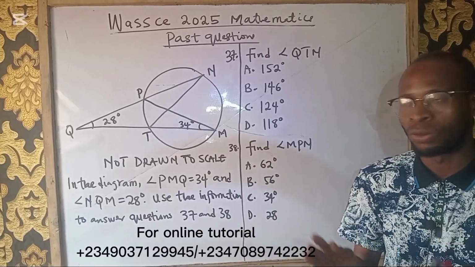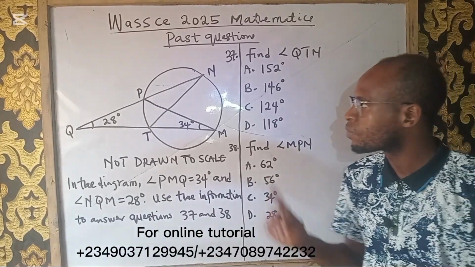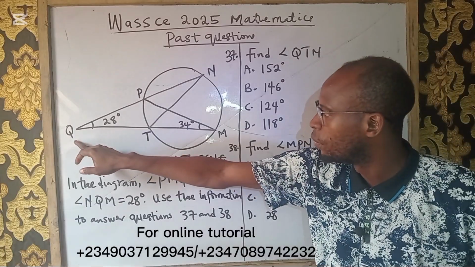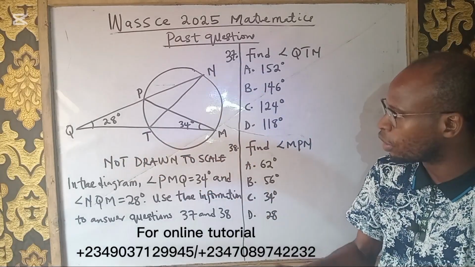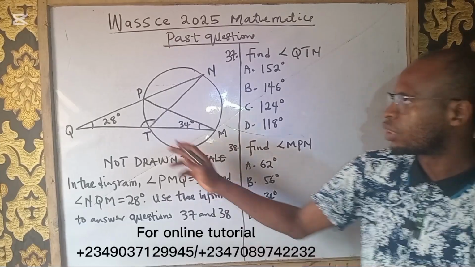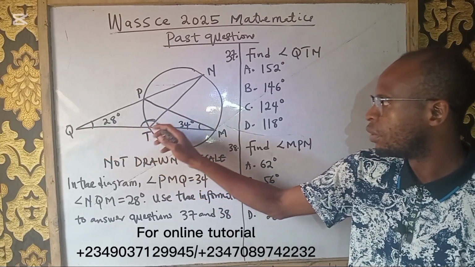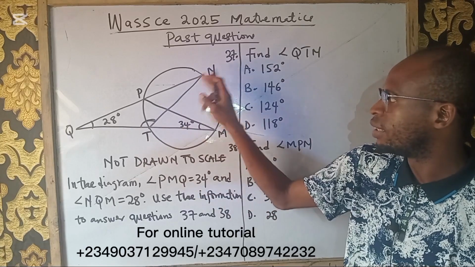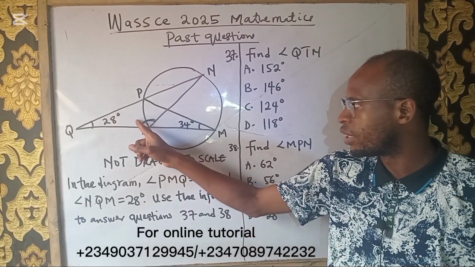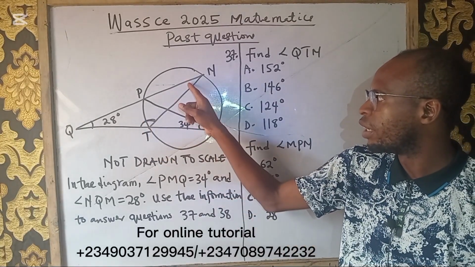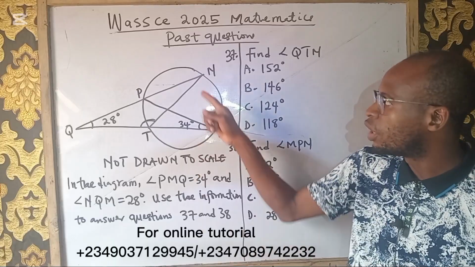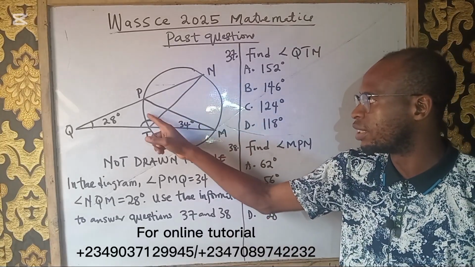Circle theorem has so many theorems, but the theorem we are going to apply here, you will see that now. Now, we have to find QTN, which means we are looking for the angle over here. Look at this shape. This is QTN. That's a triangle, right? That means for us to find this angle, we must look for the angle over here, then use the sum of angles in a triangle, which is equal to 180 degrees. We need the angle here to get this angle.